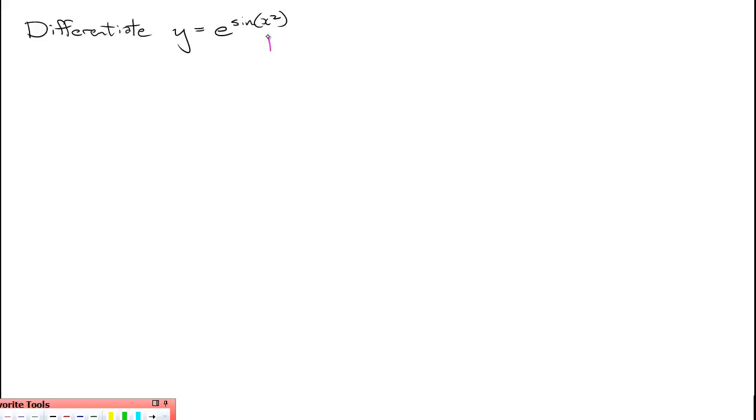The innermost function is x squared. Let's jot that down. Innermost function is x squared. Now, we're going to pick a letter to represent this. We can pick any letter we want other than y, because y represents the whole thing. So I'm going to pick a new letter, let's say u. Okay, that's the first step.